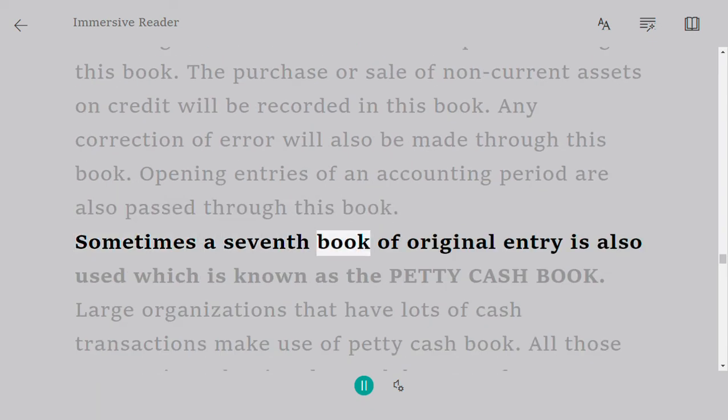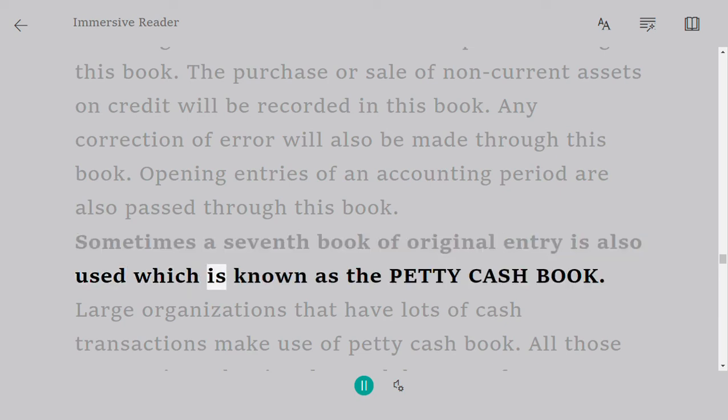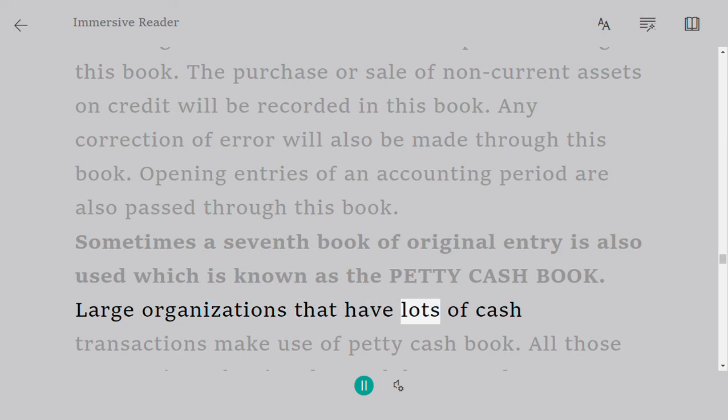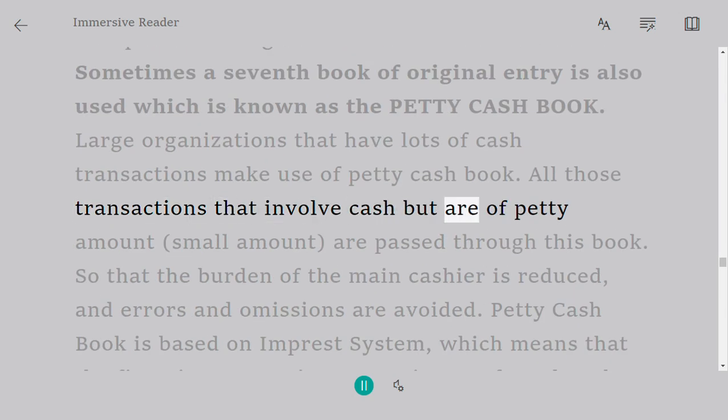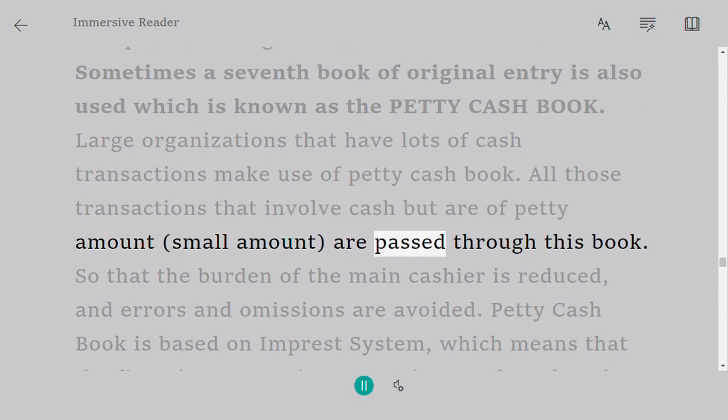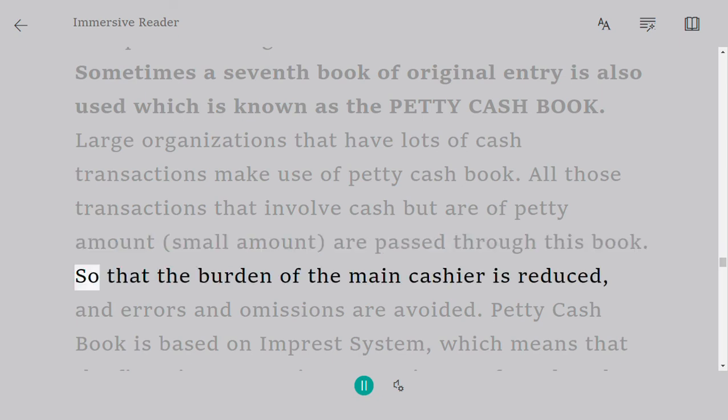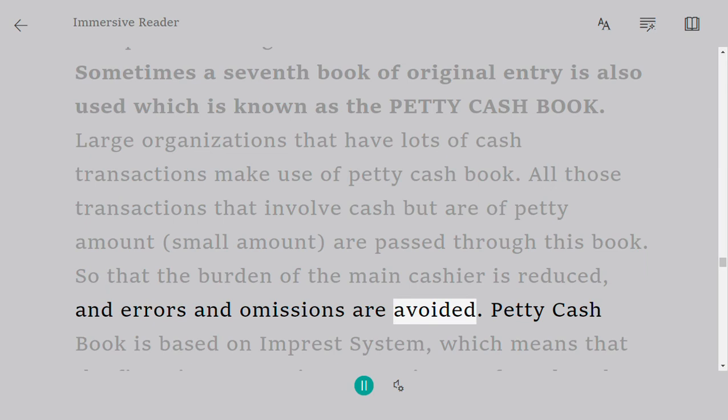Sometimes a 7th book of original entries is also used, which is known as the petty cash book. Large organizations that have lots of cash transactions make use of a petty cash book. All those transactions that involve cash but are of a petty, small amount are passed through this book, so that the burden of the main cashier is reduced and errors and omissions are avoided.